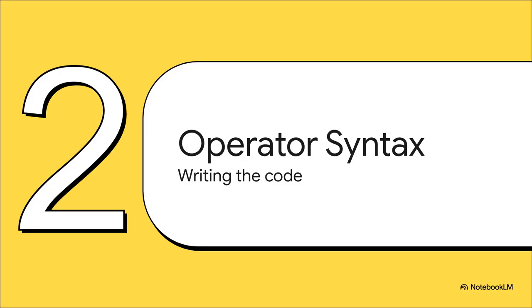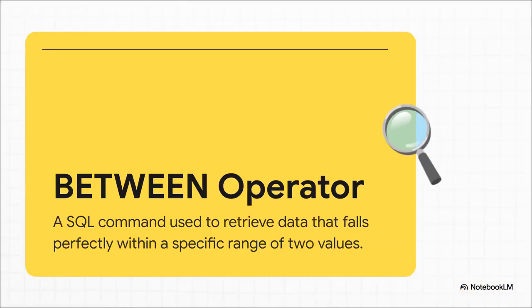Moving right along to Section 2, the between operator syntax. So, now that we have the concept down, let's translate that everyday filtering action into the actual language of databases. By definition, the between operator is a SQL command used to easily find and retrieve data that falls perfectly within a specific range of two values. It is a real game changer for slicing through data. Instead of writing out these long, clunky logical statements with greater than and less than symbols, between lets you easily find records bounded by a simple start and end point.